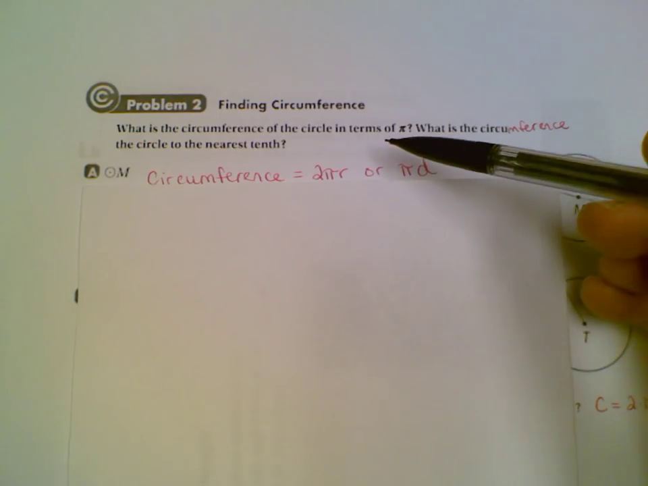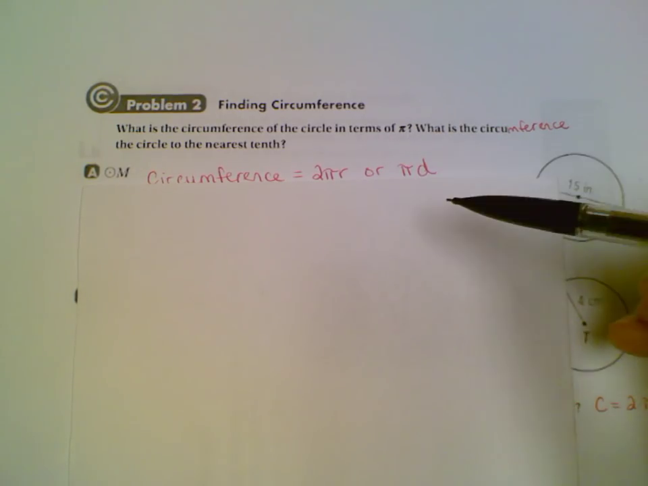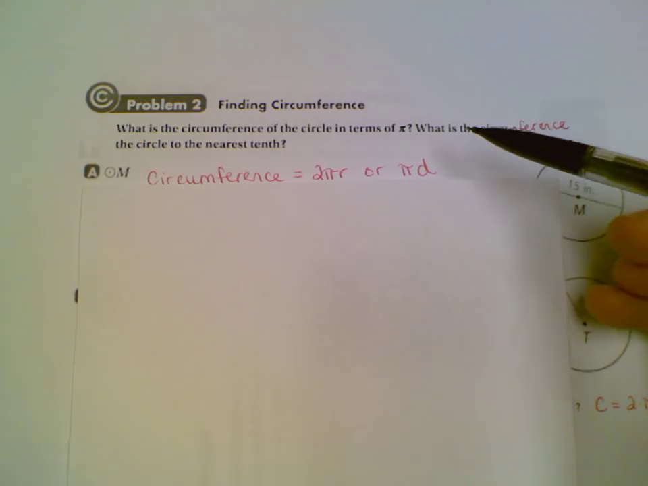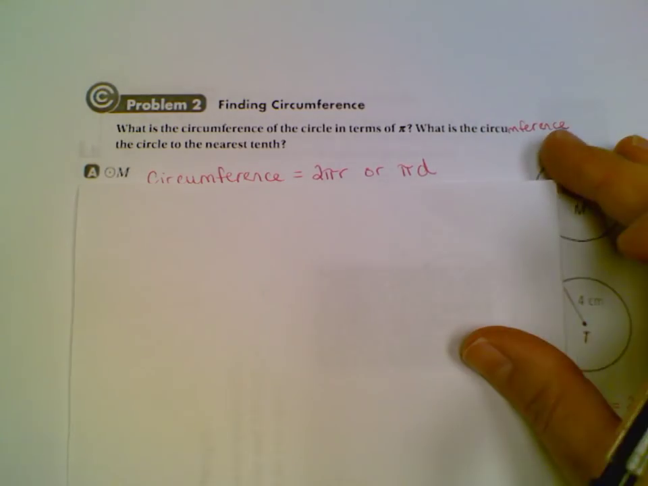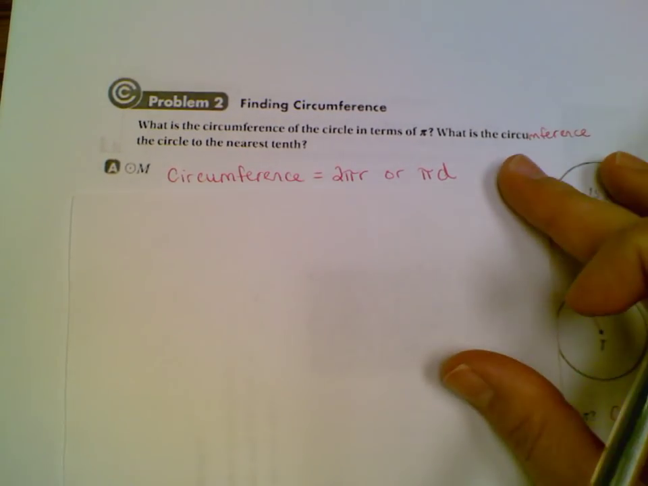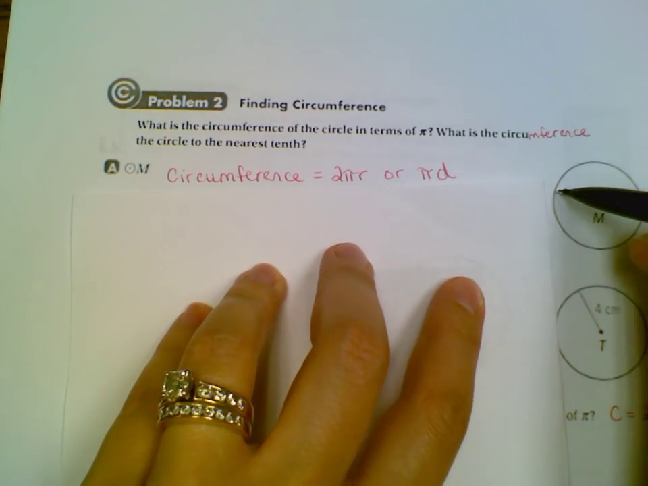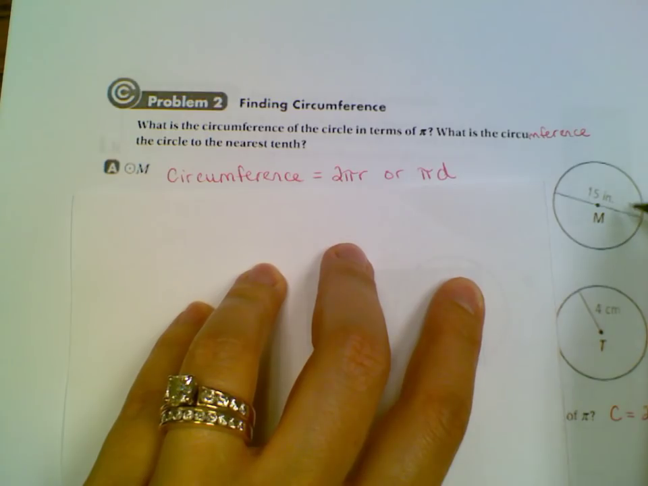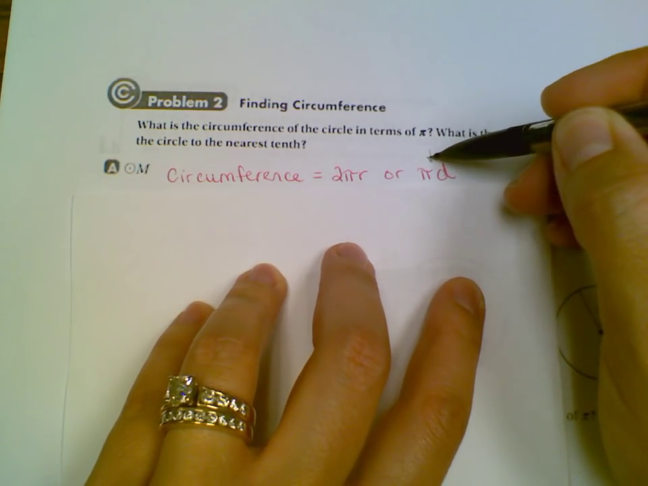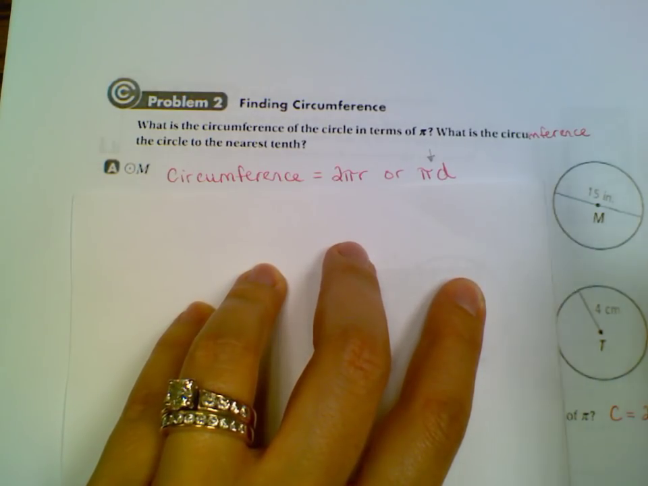So you're using the circumference formula, but how you finish the answer depends on the question. In this case, the circumference formula was either 2 pi r or pi times diameter. In my first problem, they're giving me the diameter, so I would be using that second formula since they give me the diameter.